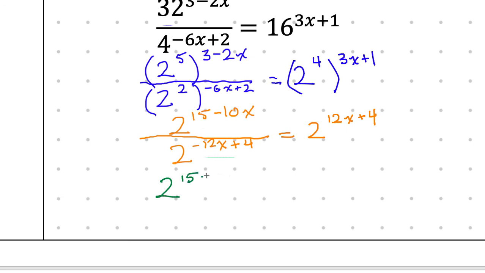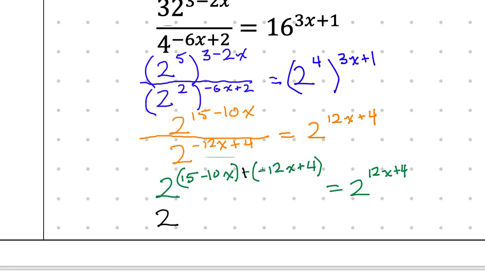So I have the original 15 minus 10x. That was the top. I'm going to put that in parentheses. And I'm going to subtract, in parentheses, the bottom, the denominator, negative 12x plus 4. And the right-hand side is still the same, 2 to the power of 12x plus 4. Okay, now can you help us simplify by distributing that negative first and then combining like terms? Yeah. So you'll distribute the negative, so 12x becomes positive and 4 becomes negative. Perfect. So you will be left with 2 to the 2x plus 11. There it is. And the right-hand side is still the same, 2 to the power of 12x plus 4.